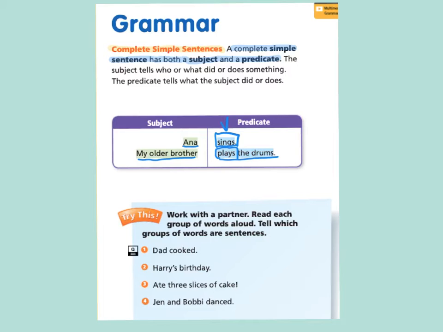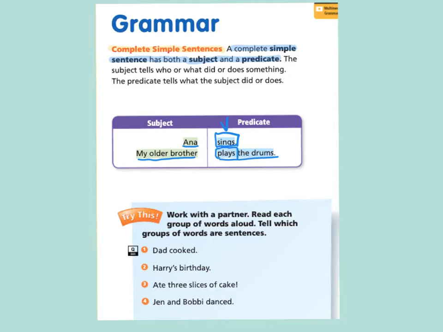Okay, let's look at these sentences at the bottom. I know you can't work with a partner, but instead I'm going to read them and you're going to think to yourself, or you can even talk out loud, pretend that I'm there, talk to the video. And we're going to figure out if these groups of words are sentences or not. So number 1 says, Dad. Remember, a complete simple sentence has to have a subject and predicate.